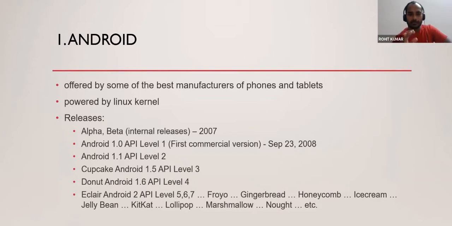With each new release, the API version gets improved, because the first release obviously has the basic fundamentals, as with any release, whether it is hardware or software or whatsoever.